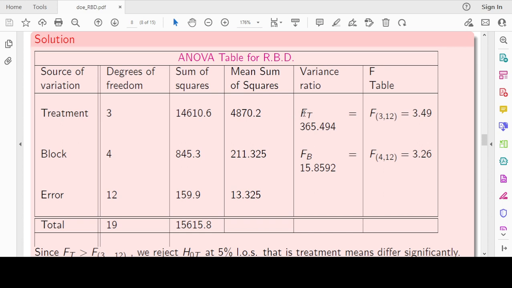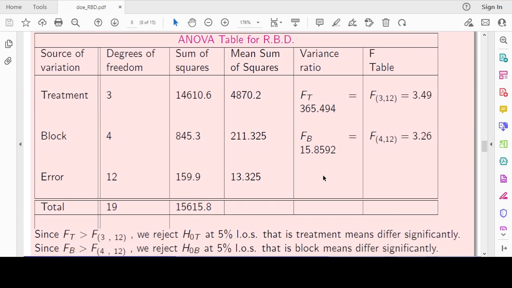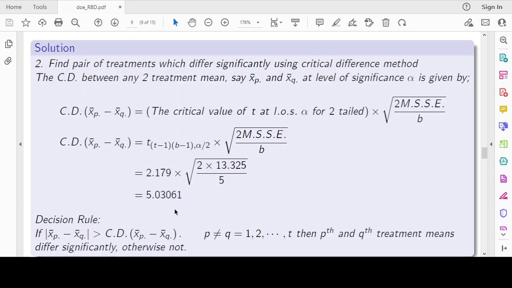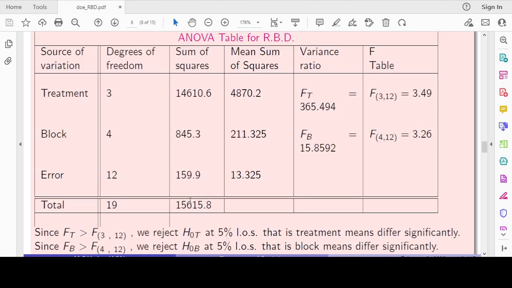Then we compare this calculated value with the table value and take the decision whether to accept or reject the hypothesis. See here, this calculated value is larger than this value. Similarly, for blocks also, this is larger than this one. So for both, the hypotheses that treatment means do not differ significantly get rejected here. So we have written the conclusion here.